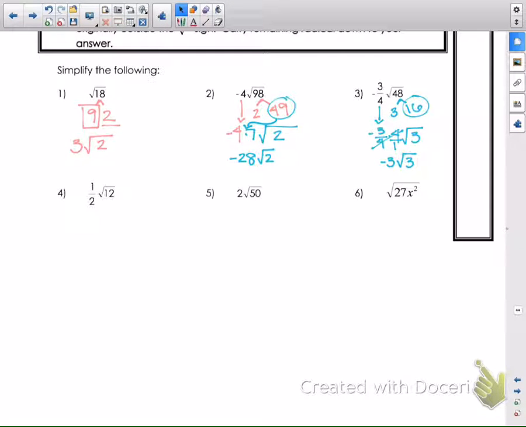With 4, we bring down the 1/2. We think about 12 as what times what? 4 times 3. Which of those can I square root nicely? 4. What is the square root of 4? 2, which we multiply by the 1/2. 3 stays in. What's 1/2 times 2? 1. Do I have to write a 1?